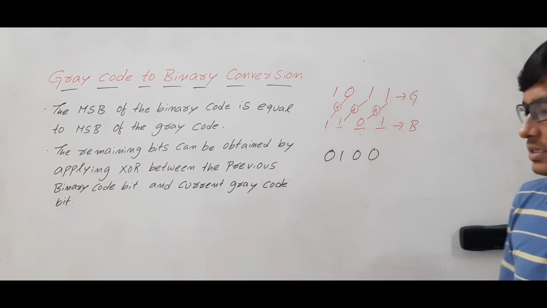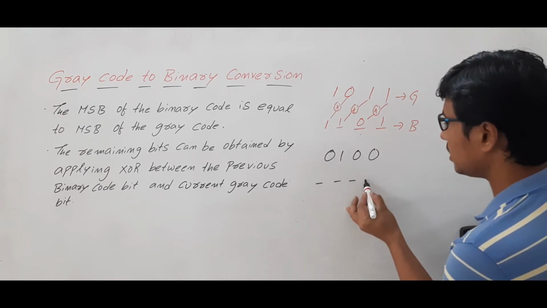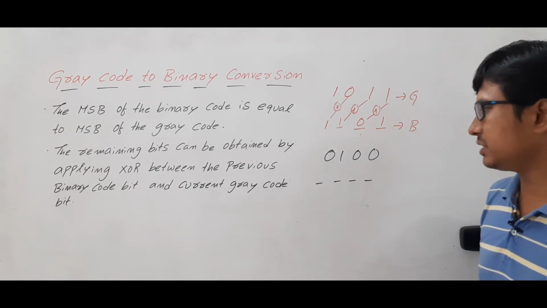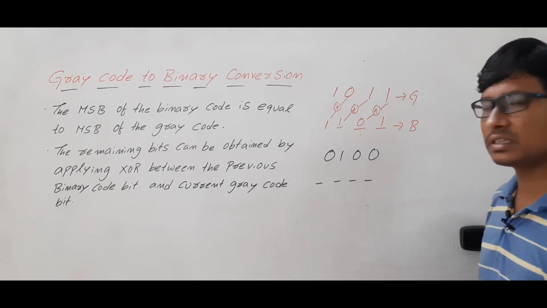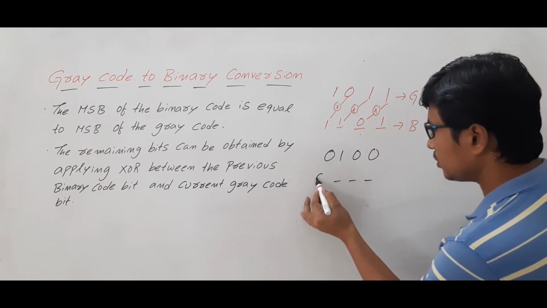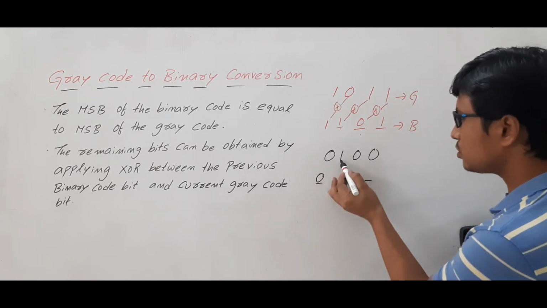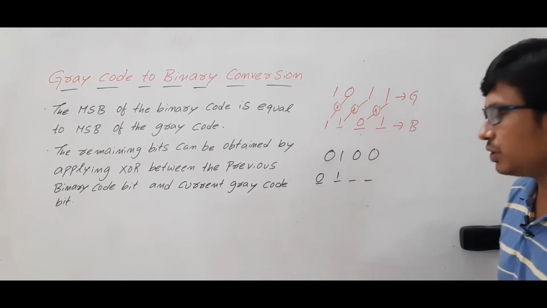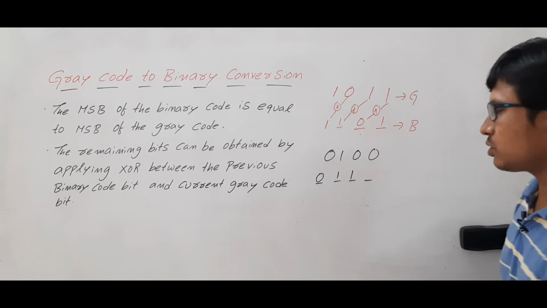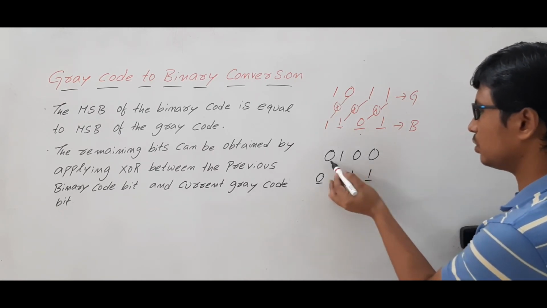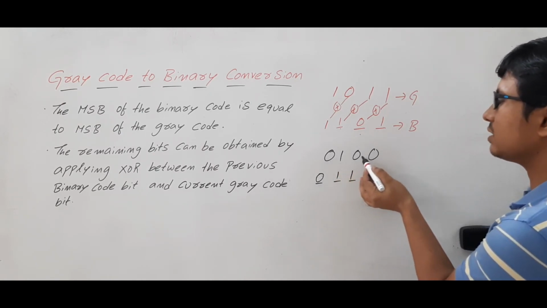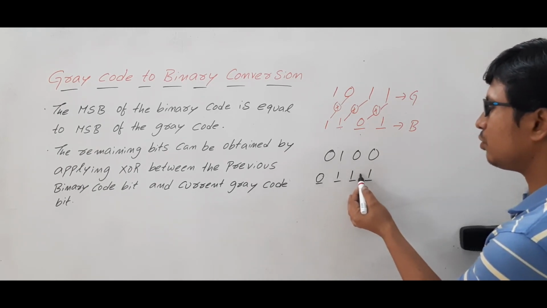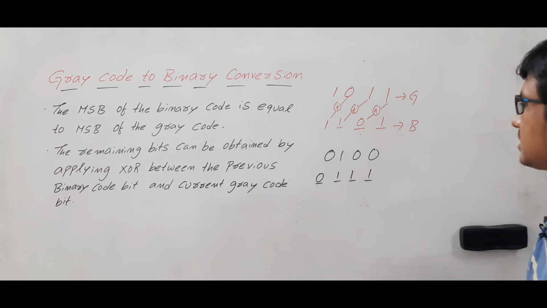0100. Is it clear? Can you tell me what is the equivalent binary code? If you already know the answer, please write it in the comment section. Those who don't know, let me discuss it again. 0 is there, you will get 0. 0 exclusive OR 1, you will get the output as 1. 1 exclusive OR 0, you will get 1. 1 exclusive OR 0, you will get 1. So if you take 0, 1, 0, 0, which is a gray code, the equivalent binary code is 0, 1, 1, 1. Okay, let me discuss another example.